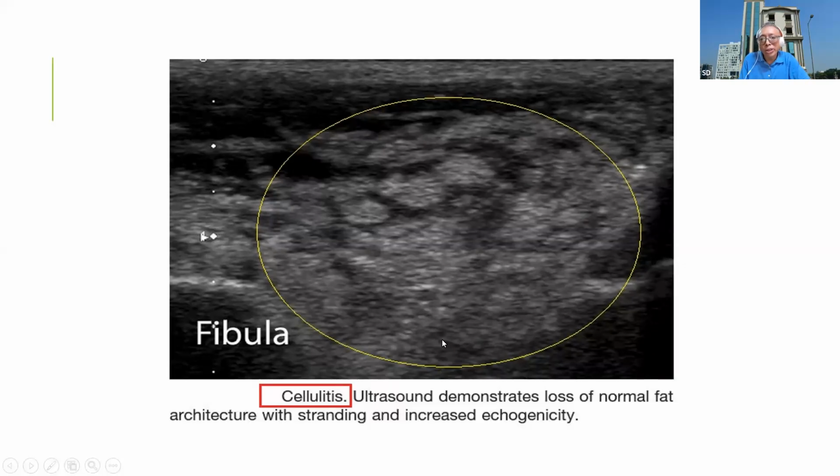So this is the picture of cellulitis. But I want to stress, this is not commonly seen and not commonly practiced. I have just included this image to show that ultrasound can also be used to diagnose cellulitis, but this is not the confirmed diagnosis.